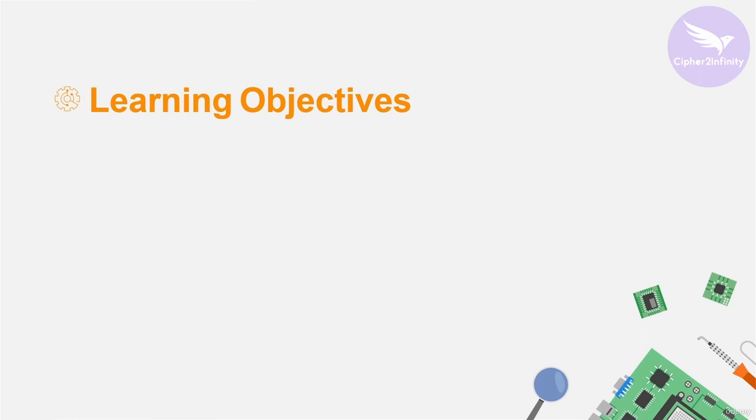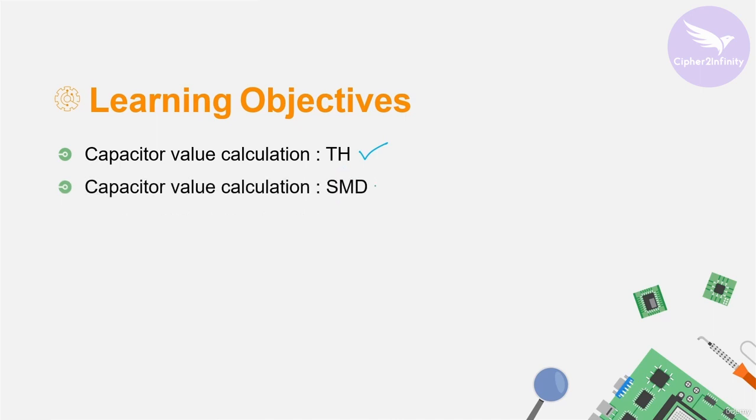So now let me tell you what you will learn in this video. The first point is capacitor value calculation through hole. TH actually stands for through hole. In this point, I will show you how to calculate the value of a through hole capacitor. I will discuss the entire procedure. After that, the second point is capacitor value calculation for SMD. Here I will show you how to calculate the value of an SMD capacitor. This is how we are going to cover this video. Now let's start.